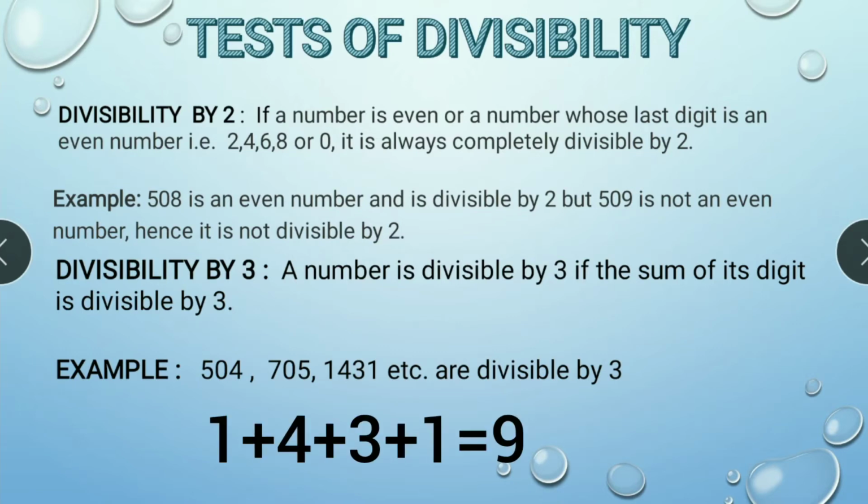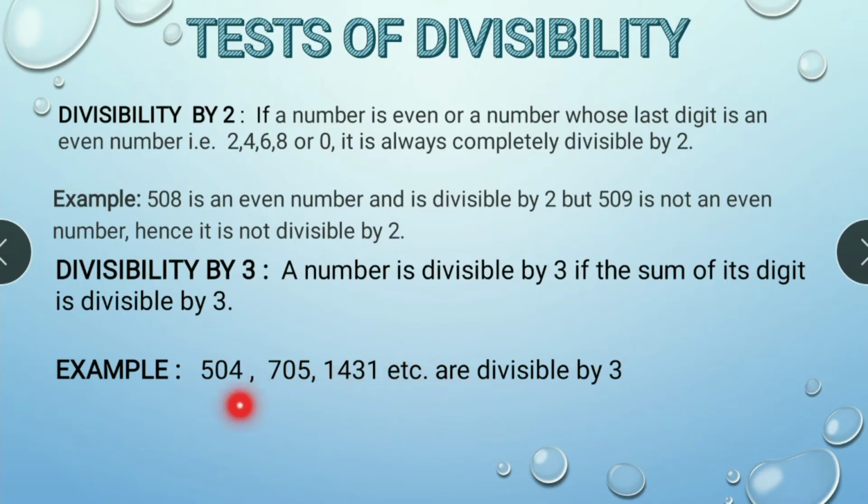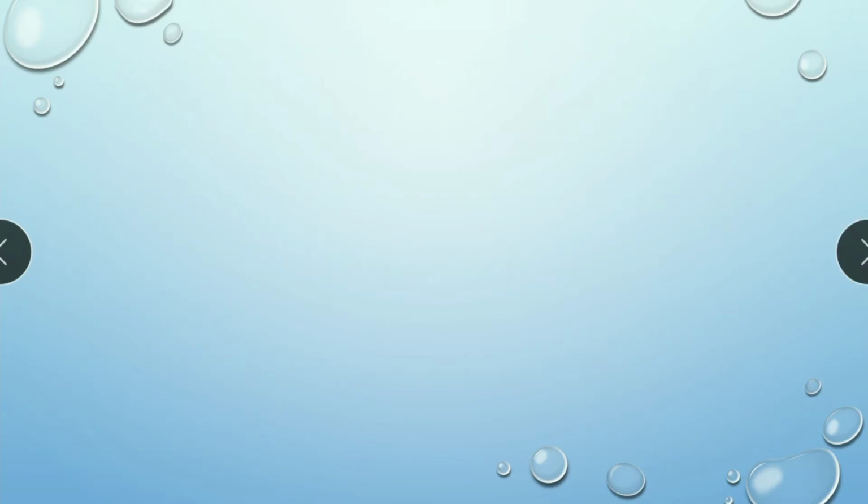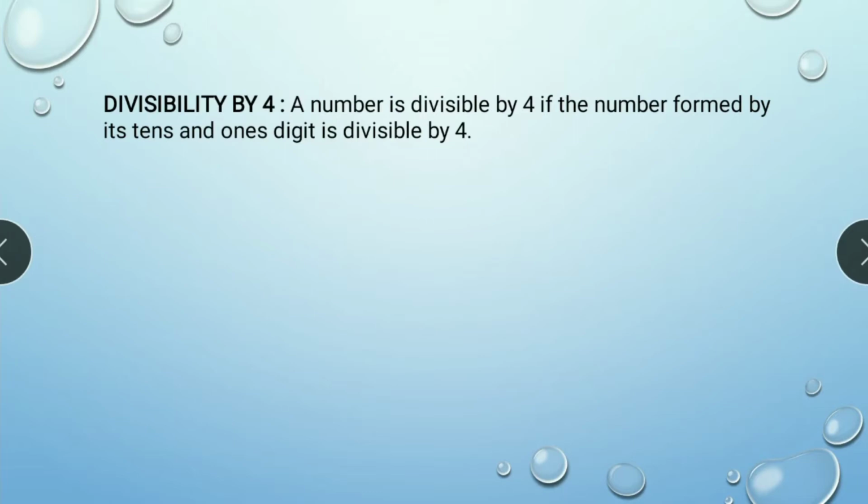Similarly, 1 plus 4 plus 3 plus 1. That is 1 plus 4, 5 plus 3, 8 plus 1, 9. Again, 9 is divisible by 3. So these numbers are divisible by 3. Understood? Okay, now let's see divisibility by 4 or the rule of divisibility of 4. A number is divisible by 4 if the number formed by its tens and ones digit is divisible by 4. Clear? Now let's see the example.